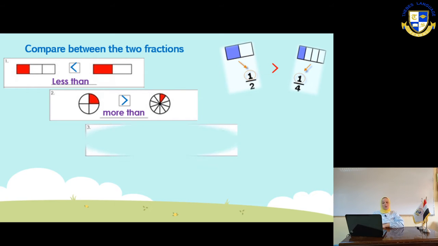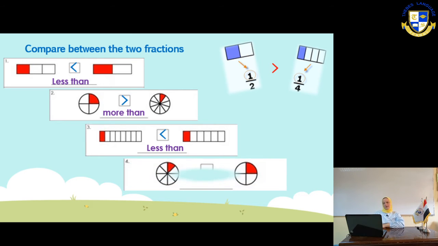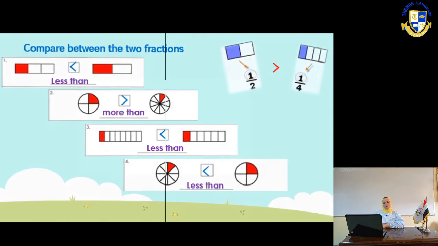Excellent. Number 3, we have these two. Here we have 8 and 6. So 6 is bigger than 8. Number 4, we have 8th and 4th. Which is bigger? Of course it will be 4th. Now on the next page, book page 48.